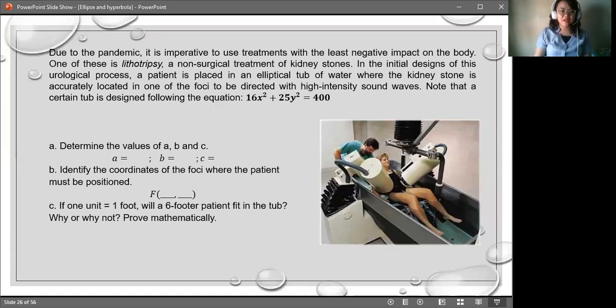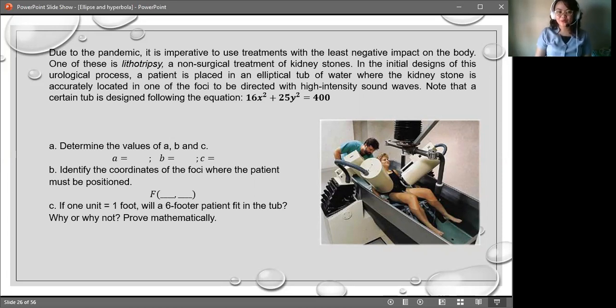Due to the pandemic, it is imperative to use treatments with the least negative impact on the body. One of these is lithotripsy, a non-surgical treatment of kidney stones. In the initial designs of the urological processes, a patient is placed in an elliptical tub of water where the kidney stone is accurately located in one of the foci to be directed with high-intensity sound waves. Note that a certain tub is designed following the equation 16x² + 25y² = 400.